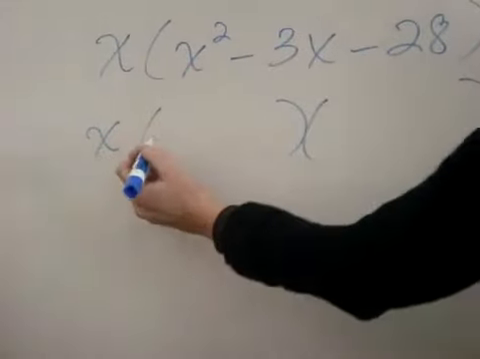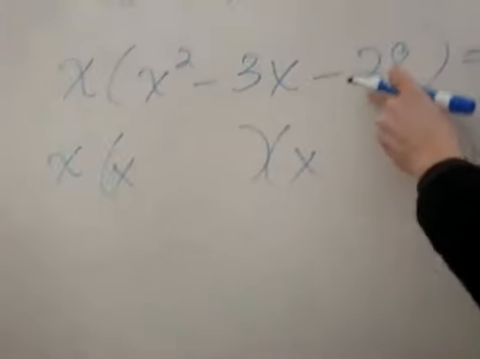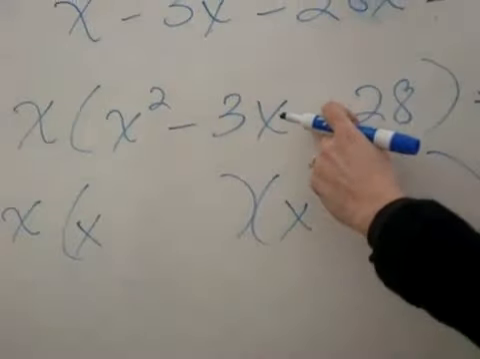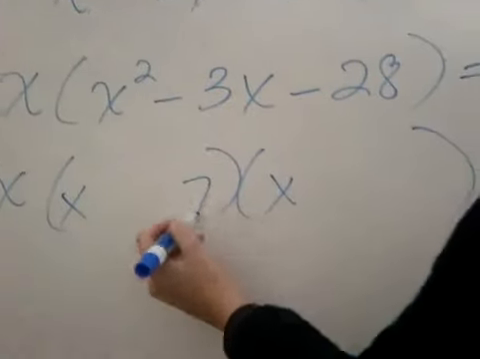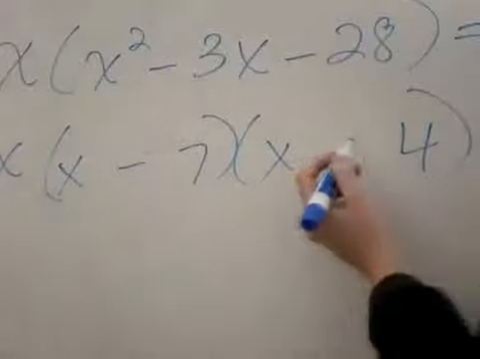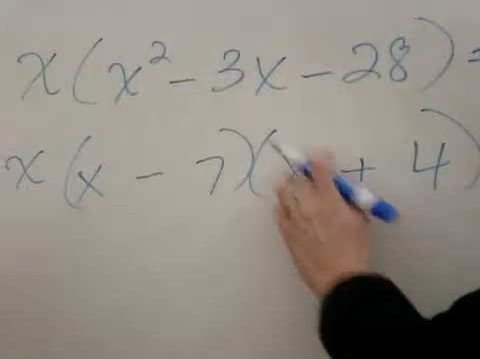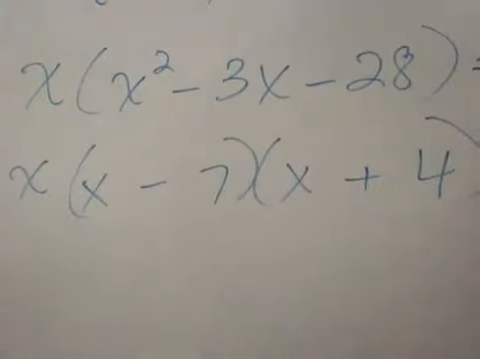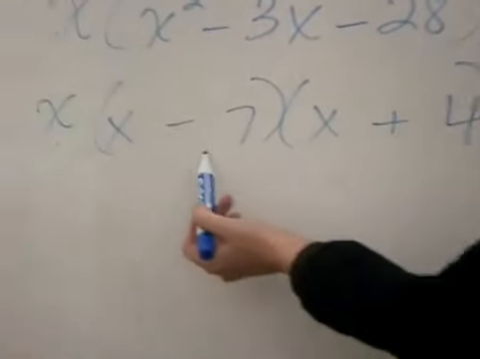What times what gives us x squared? What times what gives me 28? When I subtract them, I get negative 3. Well, that would be 7 and 4, minus and plus, because that would be 4x and minus 7x gives us minus 3x equals 0. We have 3 factors.